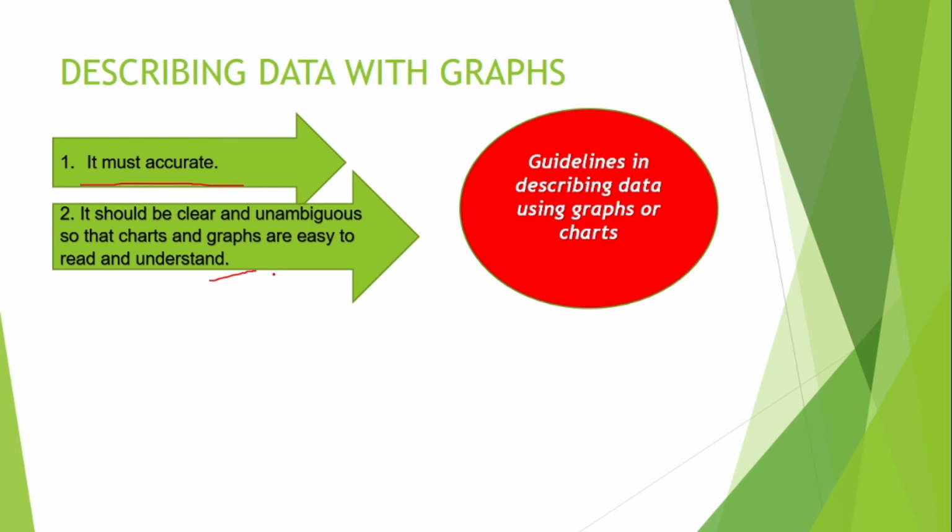So, halimbawa kung magbibigay ka lang ng isang graph na wala man lang label, maiintindihan mo ba yun? Syempre, hindi. So, we need to be clear and unambiguous so that yung chart and then yung graph na ipinipresent natin are easy to read and understand. So, dapat ayos yung graph na ginagawa natin.